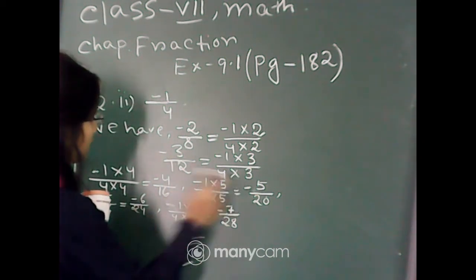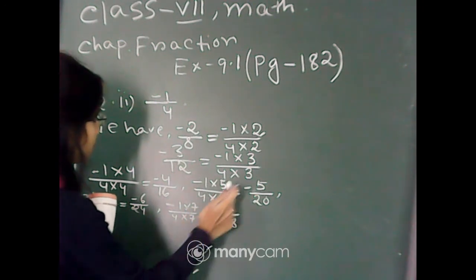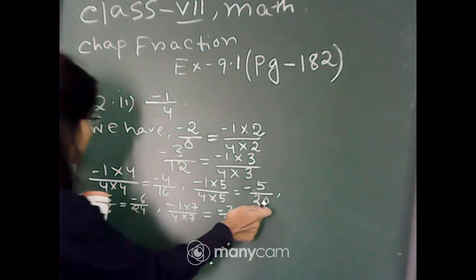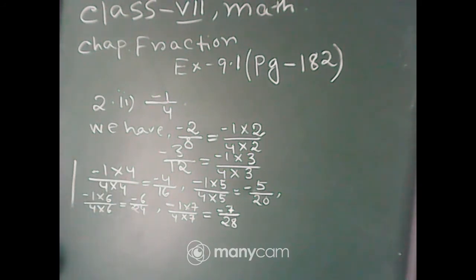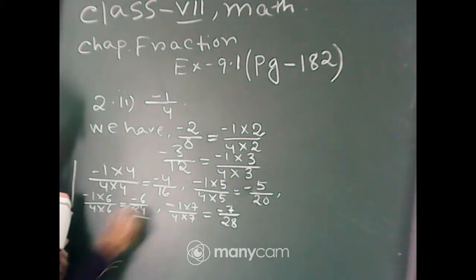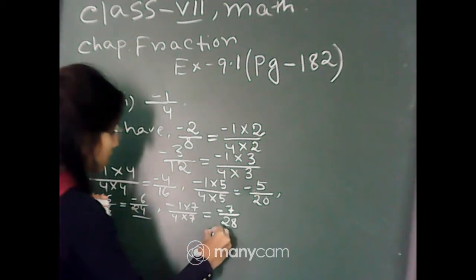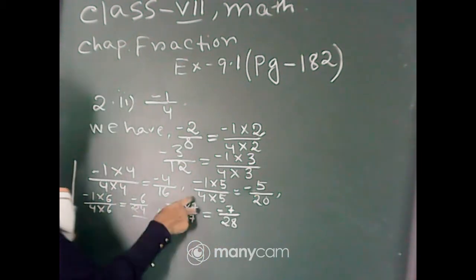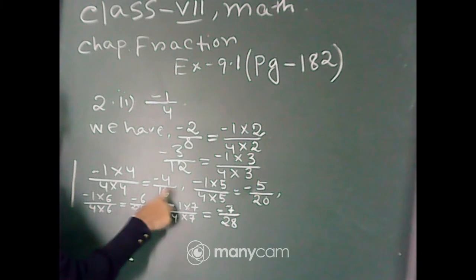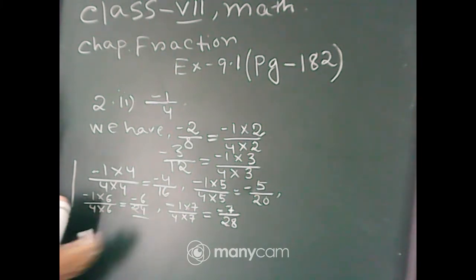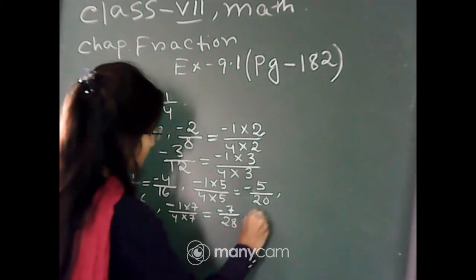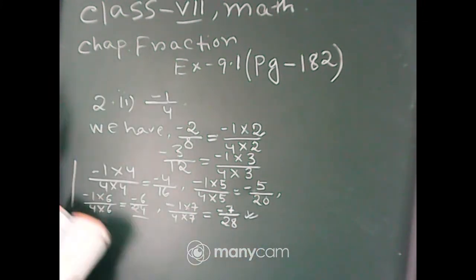minus 1 into 5 divided by 4 into 5, that is minus 5 divided by 20. Again we multiply both the numerator and the denominator of the rational number minus 1 by 4 by 6, and we get minus 6 divided by 24, and finally we multiply by 7, and we get minus 7 divided by 28. Clear?